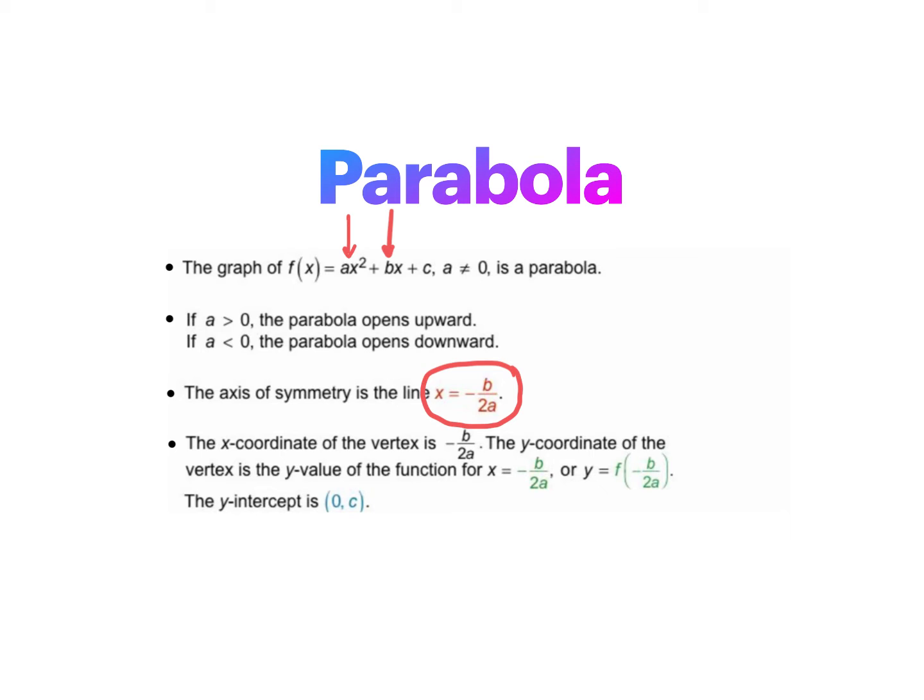-b over 2a. Then to find the vertex, the x is going to be the same thing as our axis of symmetry, so it's that formula, -b over 2a. And then to find the y, we plug in whatever we got for x. So you plug in the x into the equation.